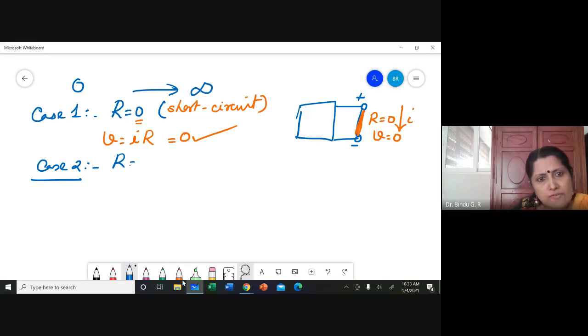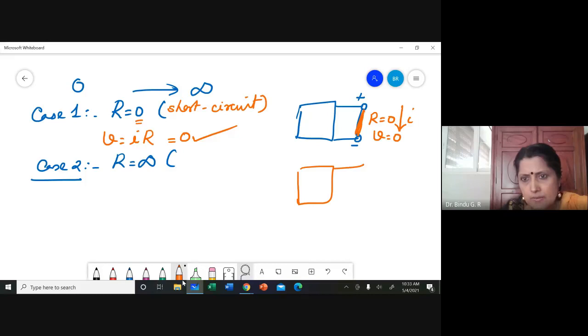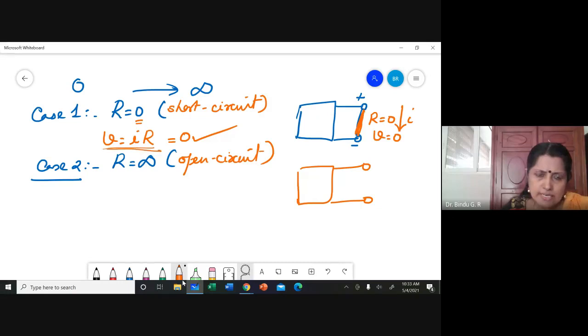R is equal to infinity. I am considering both the extremities, when R is equal to 0 and R is equal to infinity. R is equal to infinity means what? Someone? Rishikesh? Open circuit. Okay, open circuit.